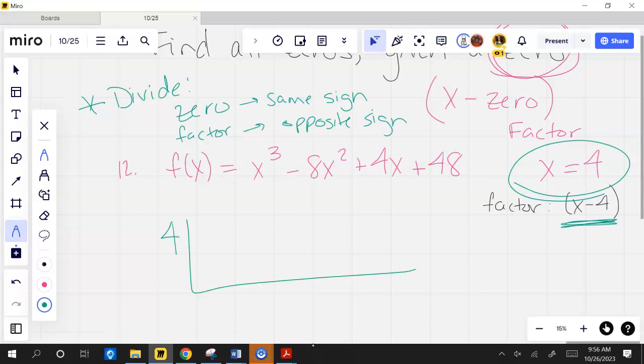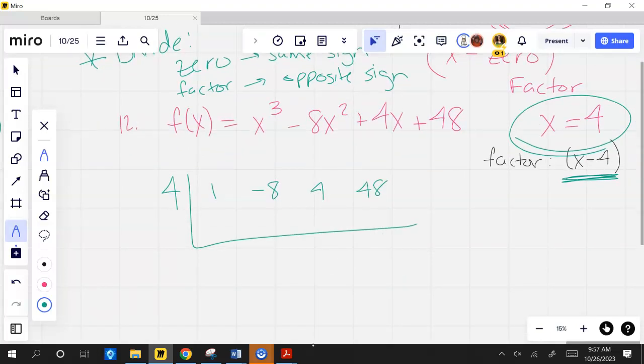All right, what goes inside the division? 1. All right, divide it out and see what happens. What should I get from my remainder as I go through this? 0. If I don't, I've done something wrong, right? Because they told me that 4 was a 0, and if I divide by that 0, I better not get a remainder because that's the definition of the 0. Run through it quickly and see what you get, and then we'll come back together.